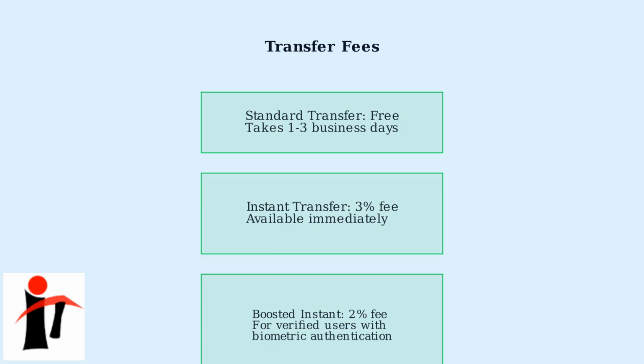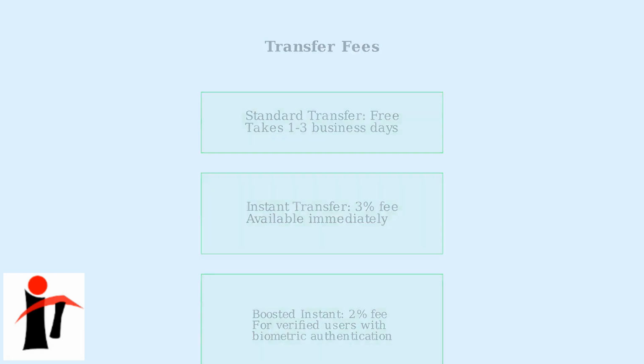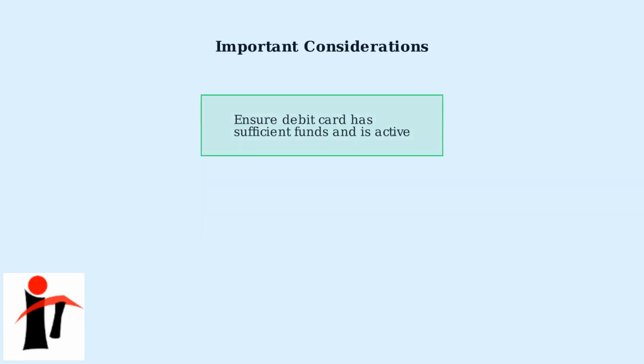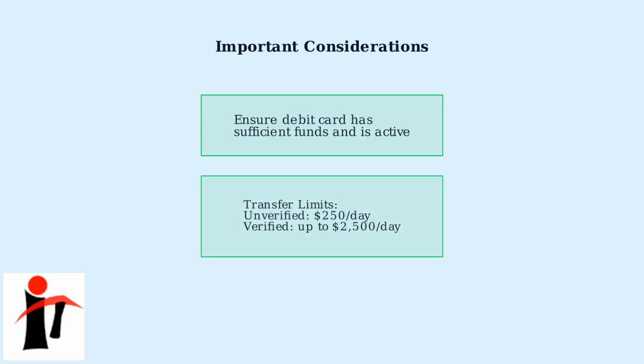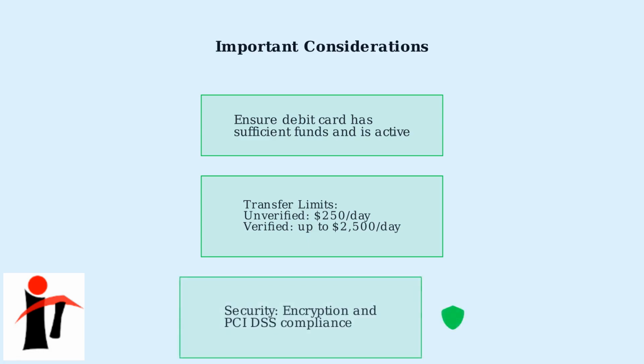Note, ATM withdrawals from Cash App balance incur fees: $2.50 to $5.50, plus a 1.5% fee. Always ensure your debit card has sufficient funds and is active. Transfer limits vary based on your verification level. Unverified users have lower limits, around $250 a day, while verified users can transfer significantly more, up to $500 a day. Cash App employs encryption and complies with PCI DSS standards to protect your financial information.